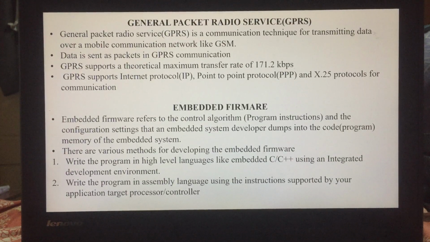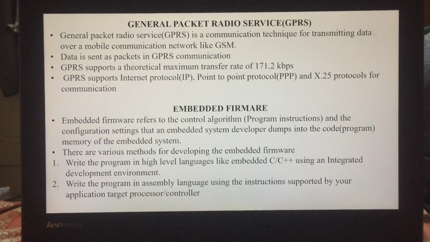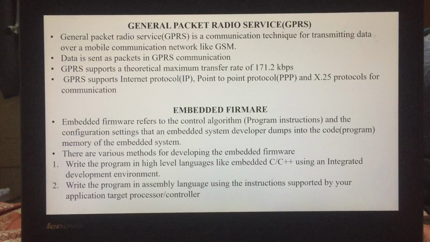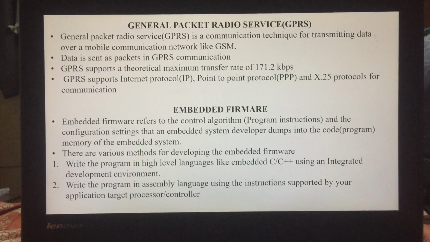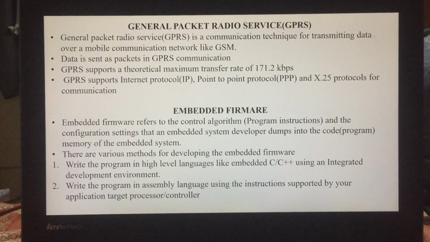Internet protocol means it uses the internet for communication. Point-to-point communication means it is the communication between the devices. And X.25 protocol means it is packet switched data communication. Packet switching is the grouping of data and transferring this over the network. GPRS supports Internet Protocol IP, Point-to-Point Protocol PPP and X.25 protocols for communication. GPRS is mainly used in mobiles.